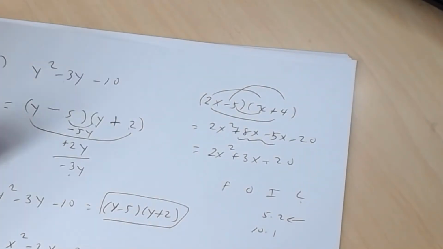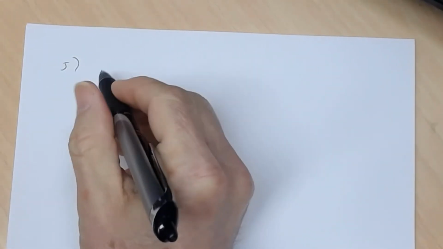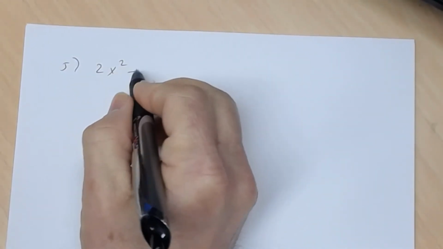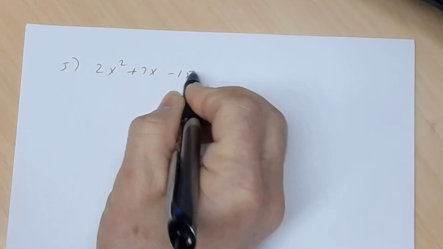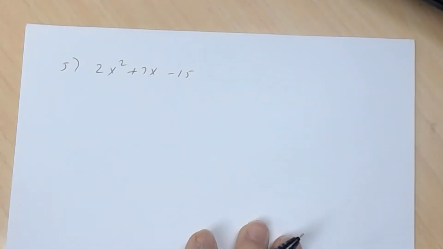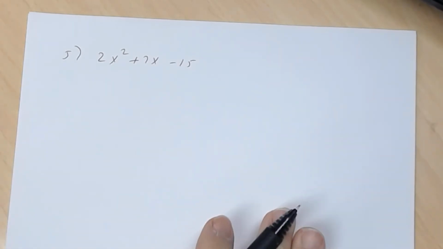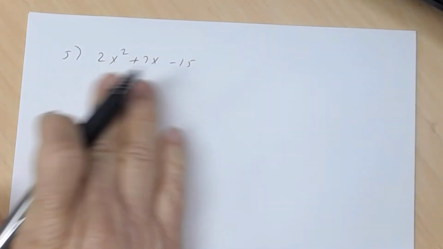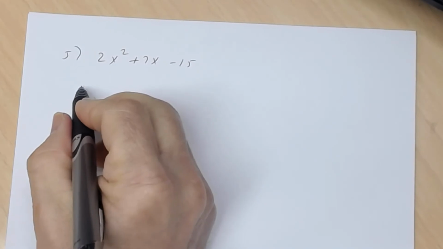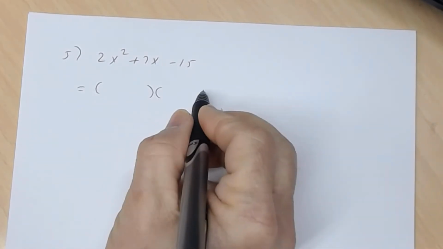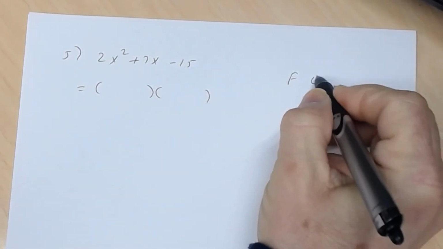All right, let's see number 5. So number 5, we have 2x squared plus 7x minus 15. Again, the GCF in all of these are 1s, so we don't have to worry about factoring anything out of here. Okay, so we're going to go directly to the two binomials, and we're going to use reverse FOIL.